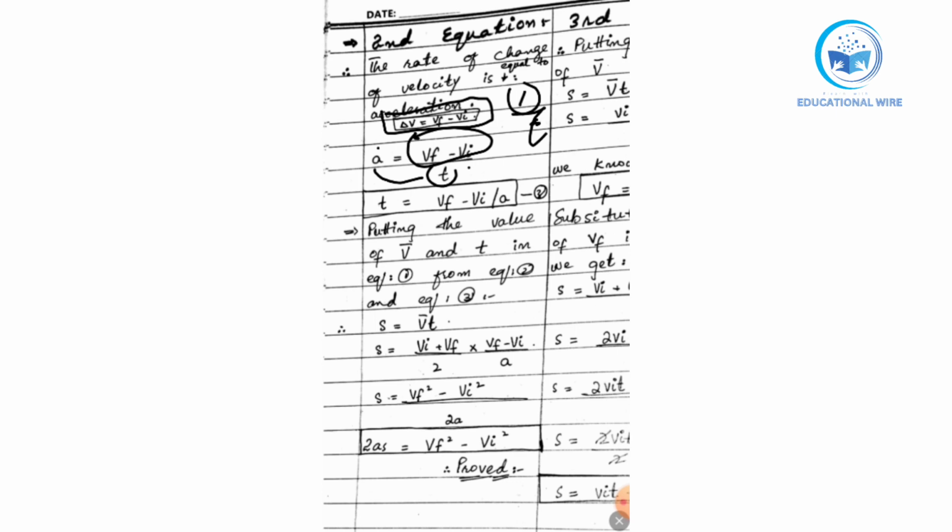After that, we put the values of v bar and t in equation 1 from equation 2 and equation 3. Equation 3 gives t, equation 2 gives v bar, and from equation 1 we have s is equal to v bar multiplied by t. So we put in the value of v bar and multiply it with t, and we get vi plus vf and vf minus vi over 2a. Here we use the formula that a minus b times a plus b is equal to a square minus b square, so we get vf square minus vi square. 2a was dividing over here, so it goes there and gets multiplied. So we have proved the second equation of motion, that is 2as is equal to vf square minus vi square.